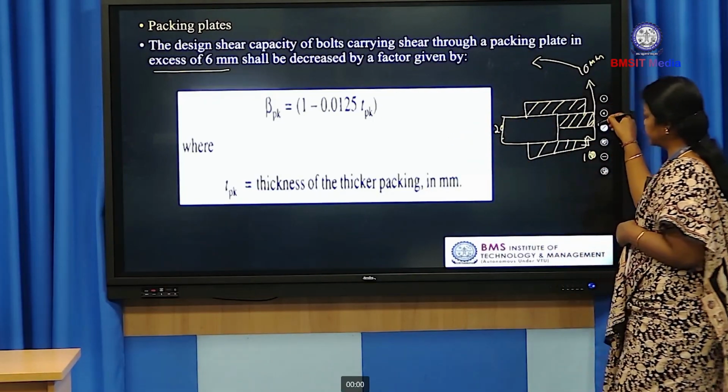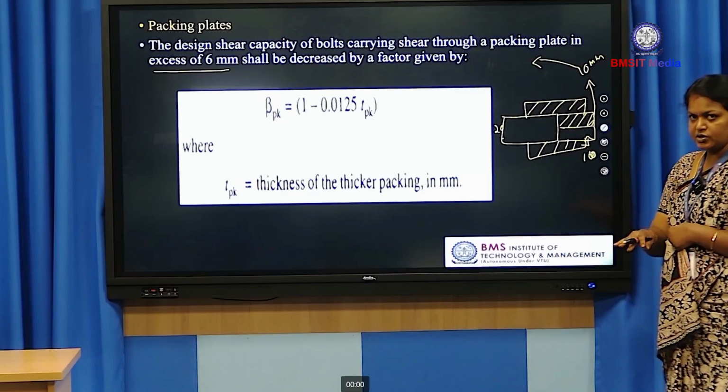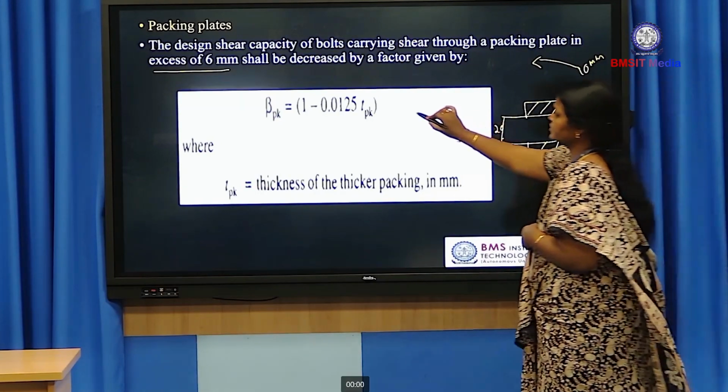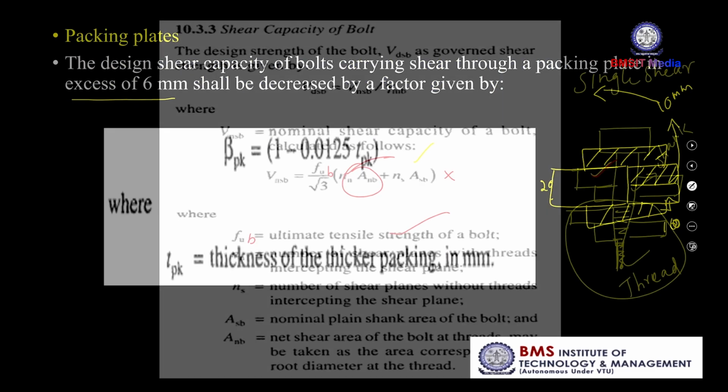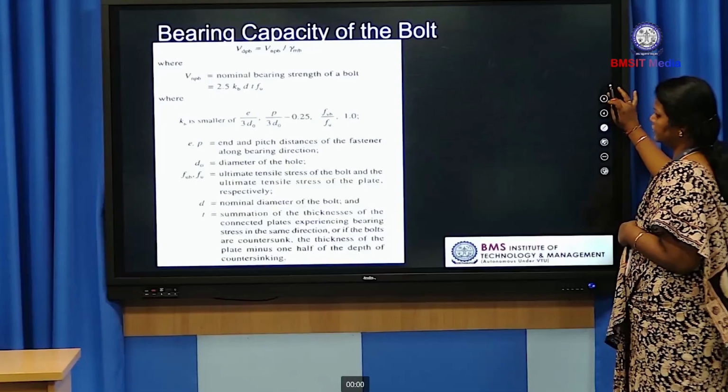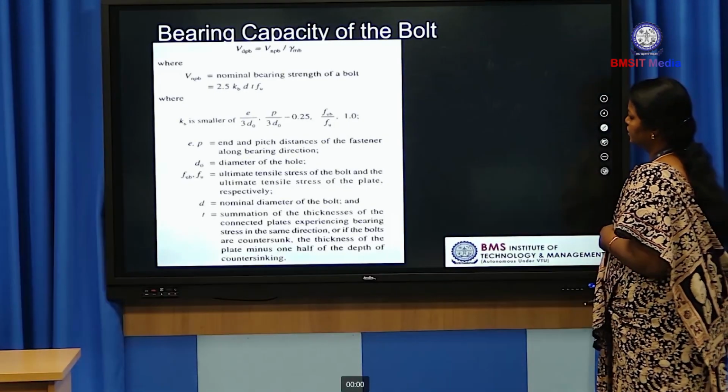Due to this packing plate, the shearing capacity of the bolt is decreased. So, we have to add this reduction factor, beta pk, for the packing plate, in this formula. So, next one.